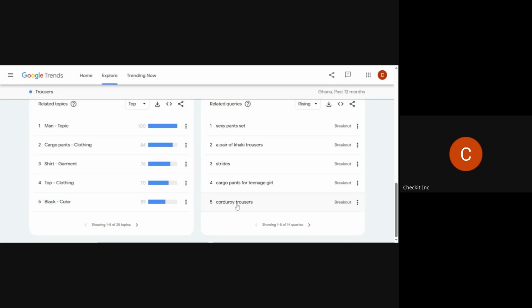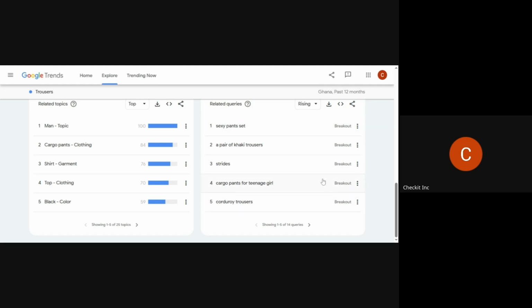This is still the corduroy trousers that I mentioned earlier. And you can see the term I mentioned, which was breakout. That breakout means that this particular thing has been searched for with an increase of over 5,000%. So it has grown and it is very likely to break the market. You're very likely to make a lot of sales from this particular product.